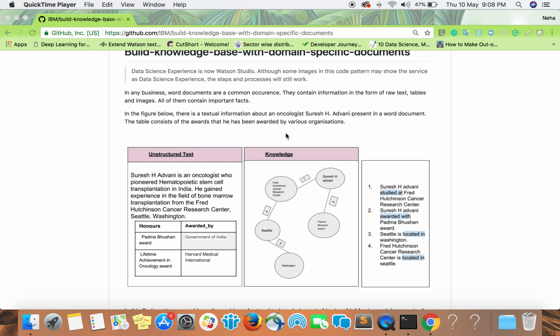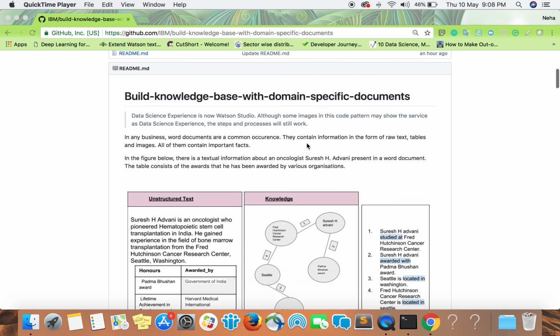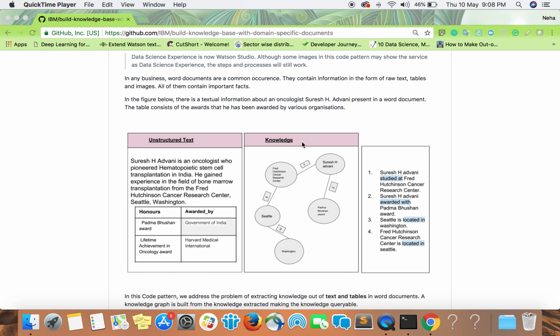we will showcase how to process the raw text and the tables in the Word document and how you extract the entities and the relationship between them and build a knowledge graph out of it, which can help in the further analysis of your domain data and which can provide you interesting insights about your domain data.